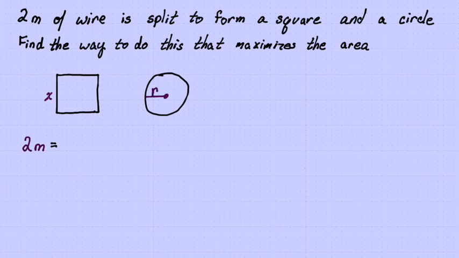So if I label the constraints in this way, 2 meters needs to be 4x plus 2 pi r. Right? The circumference of the circle plus the perimeter of the square. And get rid of the m because it's a unit and not a variable.